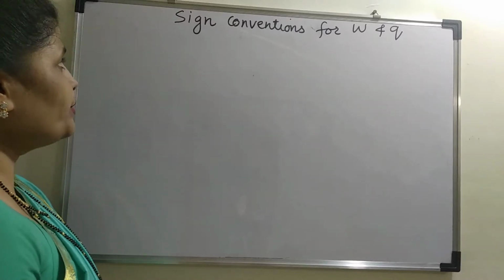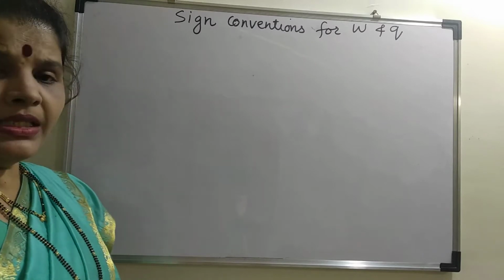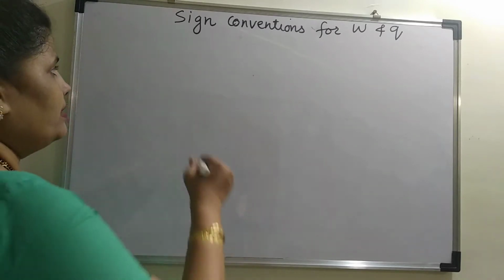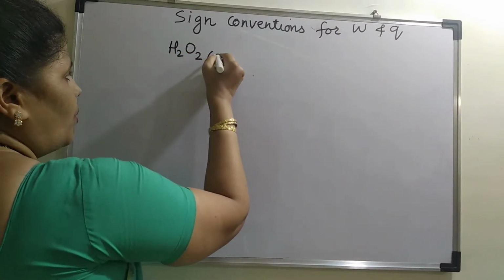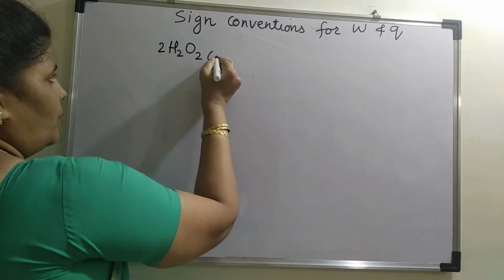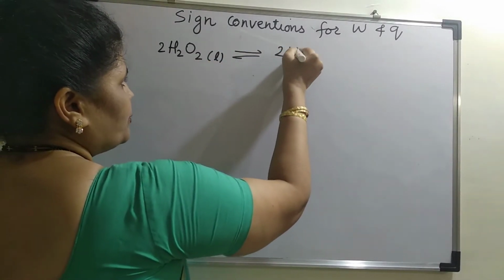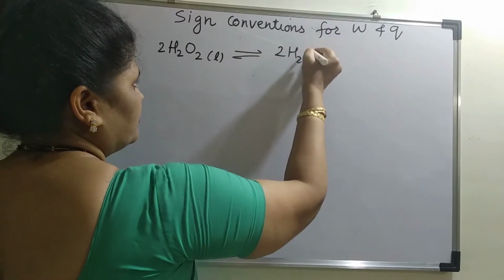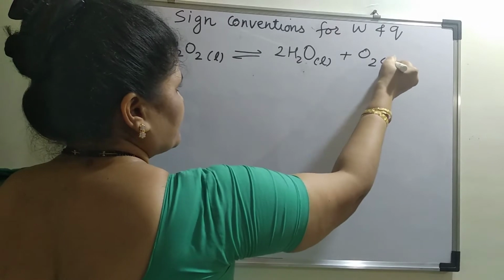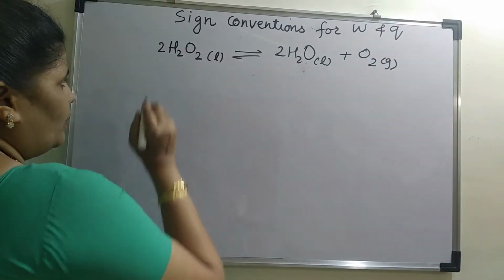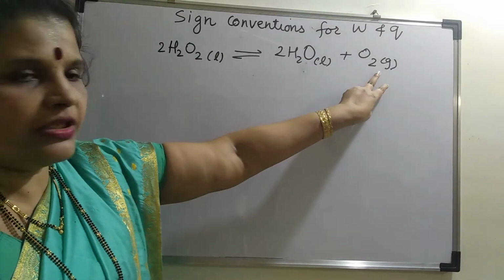In this lecture, we are going to see sign conventions for work and heat. To understand these sign conventions, let us take an example. I am considering a reaction that is the decomposition of H2O2. The physical state of H2O2 is liquid and the reaction is 2H2O2 (liquid) gives 2H2O (liquid) plus O2 gas. Now, if I enclose H2O2 in the cylinder, what is getting formed is oxygen.